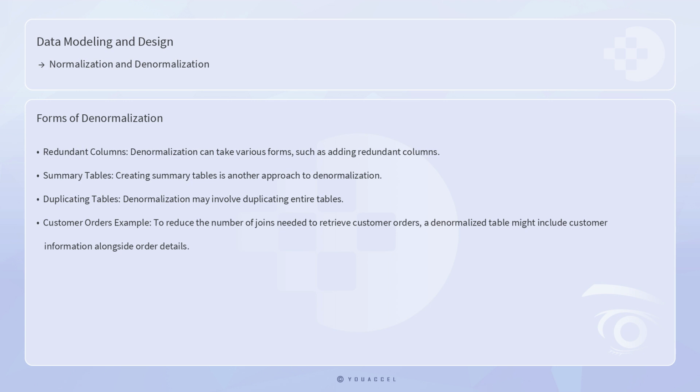Denormalization can take various forms, such as adding redundant columns, creating summary tables, or even duplicating entire tables. For example, to reduce the number of joins needed to retrieve customer orders, a denormalized table might include customer information alongside order details, even though this information could be stored in separate normalized tables.